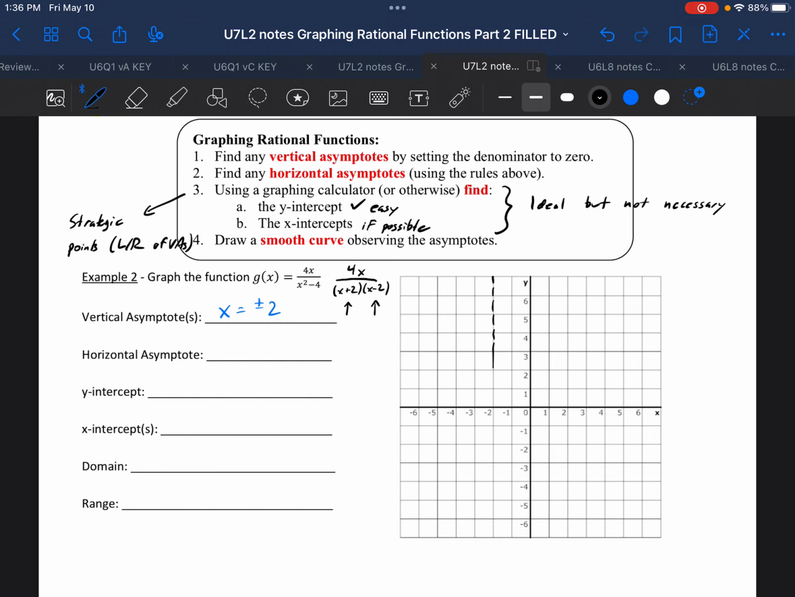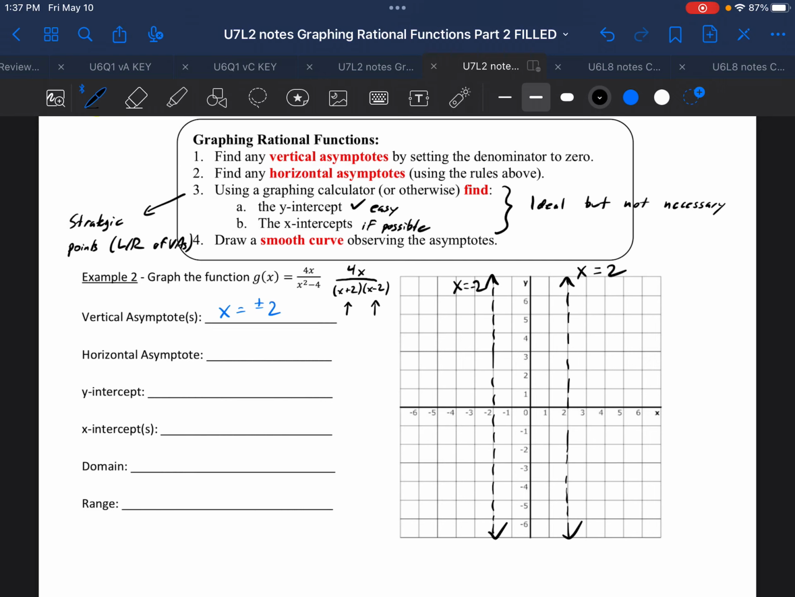So here's one. It's clear enough it's dashed, I think. So that's x equals negative 2. And we've got another vertical asymptote at x equals positive 2.